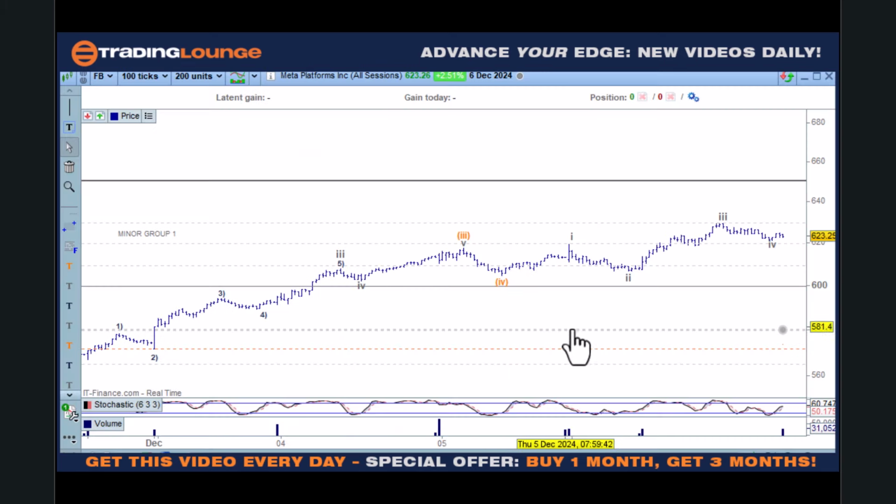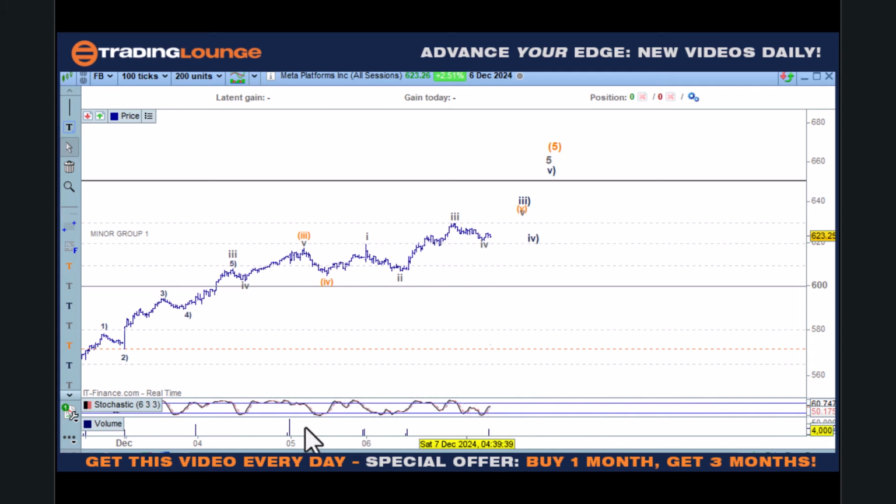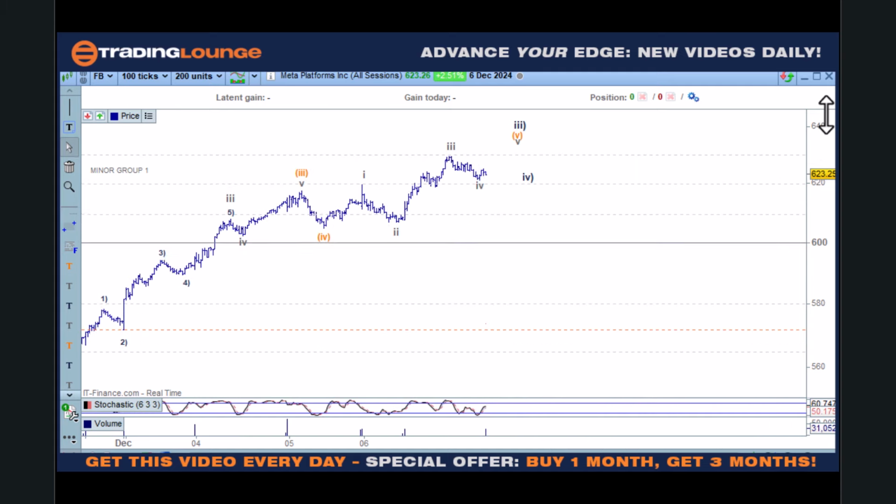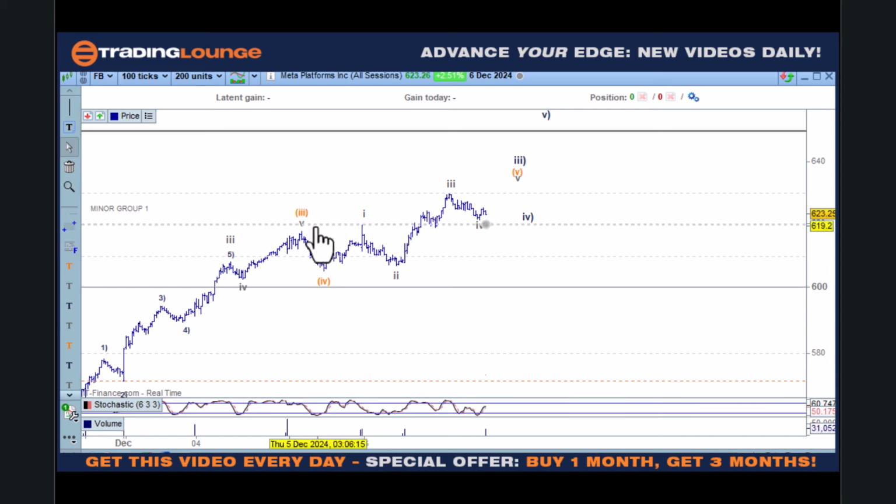I think I might even have an alternative count here. Yeah, this is a slightly alternative count here, because the one that I just showed you had this wave 3 over to here, but this one is 1, 2, 3, 4, 5 up here. Not that it makes a lot of difference. I can still track it out for you.